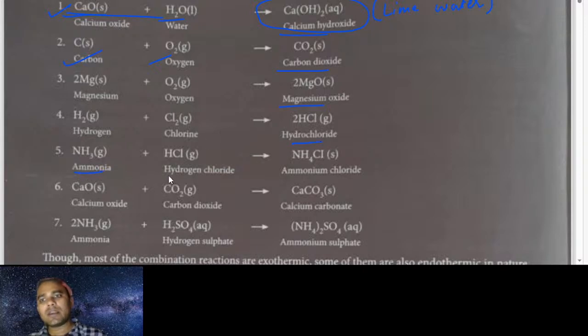Next one, ammonia plus hydrochloric acid gives ammonium chloride. Quick lime plus CO2 gives calcium carbonate, that is called limestone, student.